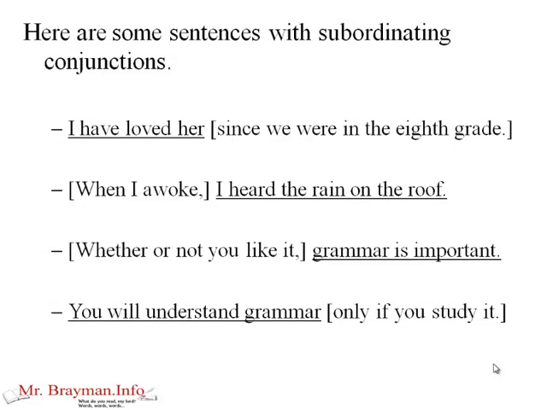So here are some sentences with subordinating conjunctions. I have loved her since we were in the 8th grade. Now, since is corny. Here's our subordinating conjunction right here. Here's an independent clause. I can say I have loved her, period. I can say we were in the 8th grade, that would be an independent clause, but because it has the subordinating conjunction, here's our dependent clause.